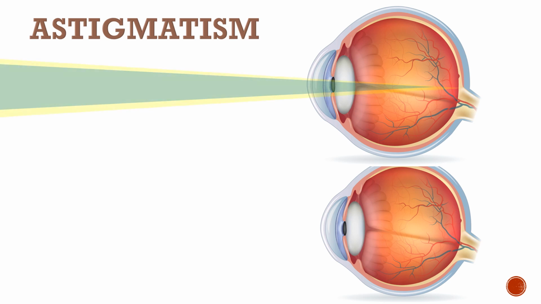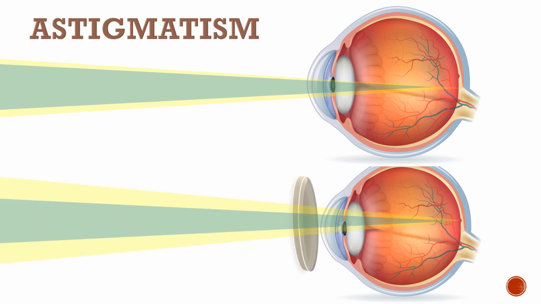In astigmatism, due to different ray curvature, the light gets focused at two different positions, in front of or behind the retina. So we don't have a point focus, we have a line focus. And the optical correction is by giving cylindrical lenses of varying curvatures, so that we make the light focus exactly on the retina.